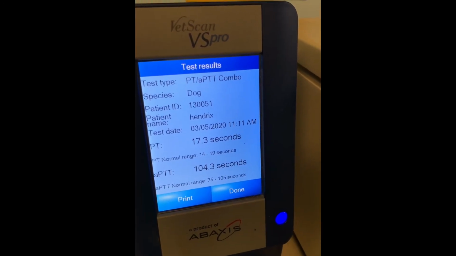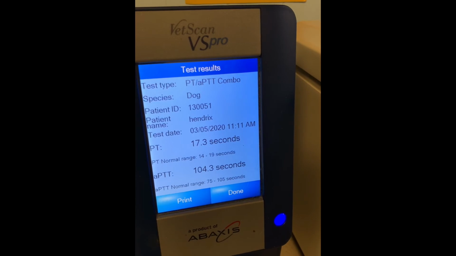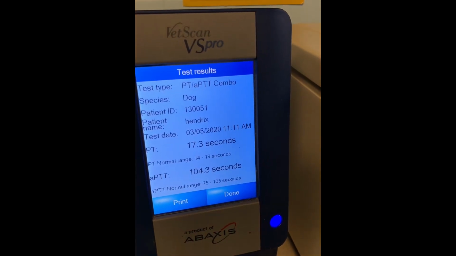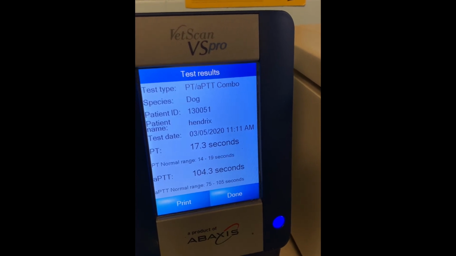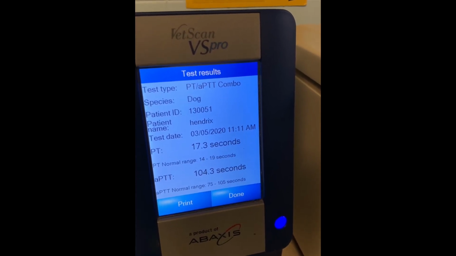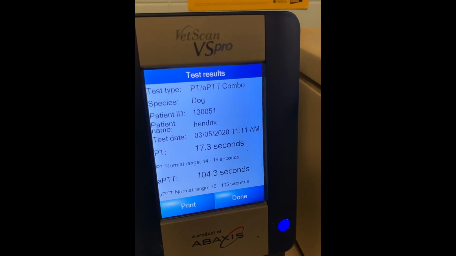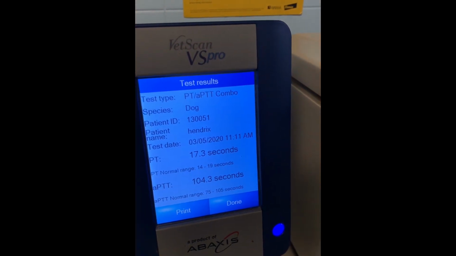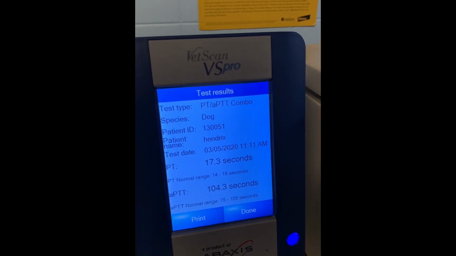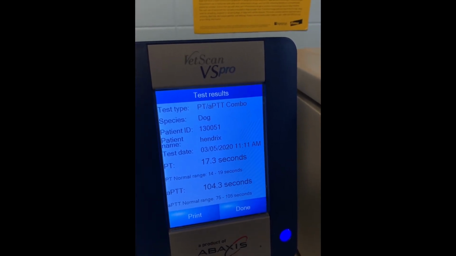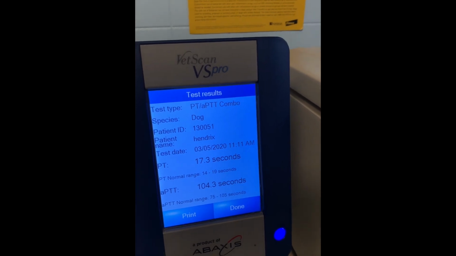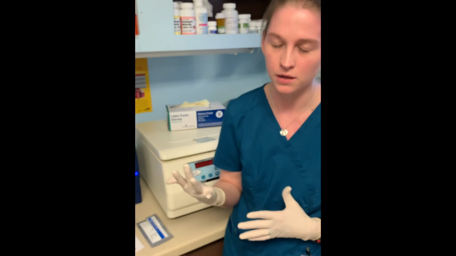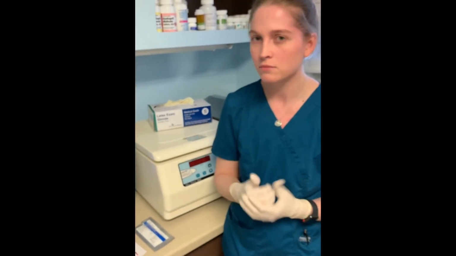If you were to have a prolonged prothrombin time, then it could potentially be associated with liver disease or disseminated intravascular coagulopathy or a hereditary or acquired disorder. Also, the PT test is very sensitive to vitamin K deficiency and also to warfarin toxicity. But more than likely with this test, he wasn't exposed to rodenticide. And so that's how we run the prothrombin time test.